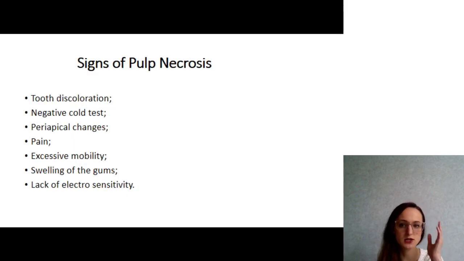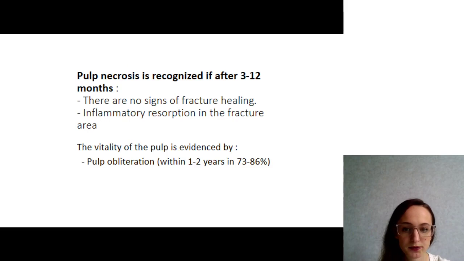Signs of pulp necrosis are first of all tooth discoloration and a negative cold test. Periapical changes can be, of course, pain, excessive mobility, swelling of the gums, and lack of electrosensitivity. Pulp necrosis is recognized if after 12 months there are no signs of fracture healing and inflammatory resorption in the fracture area. So pulp obliteration within 1-2 years can be in 33 or 73 to 86%. So if you need endodontic treatment in the future, it will be a big problem because we will have root obliteration.